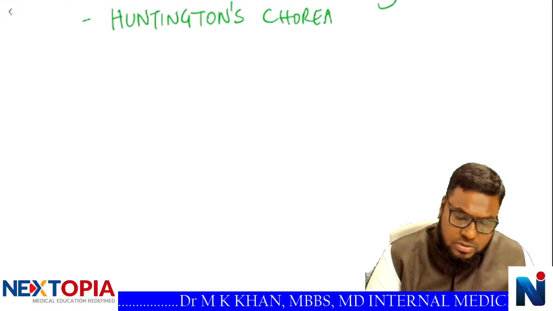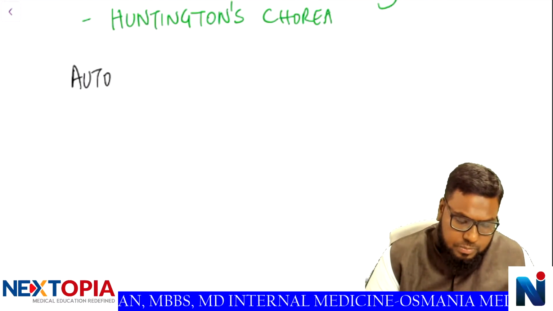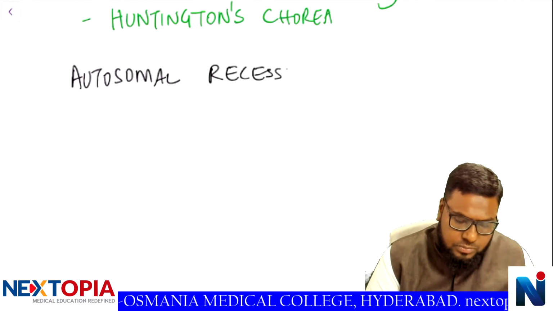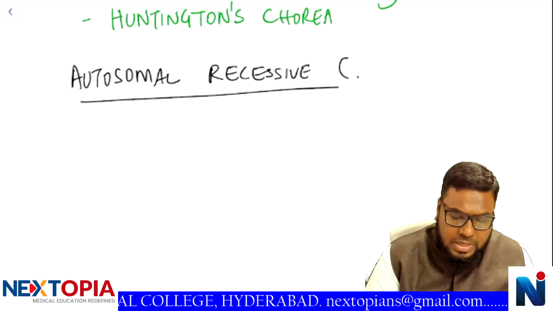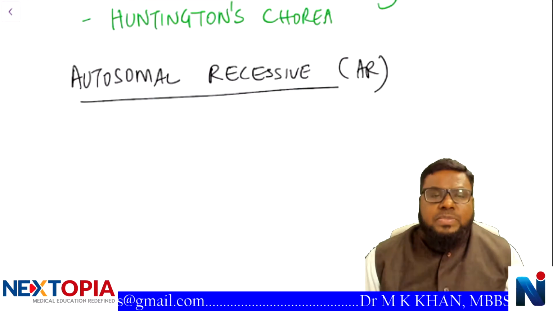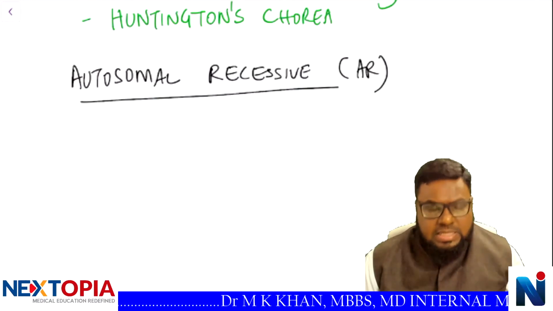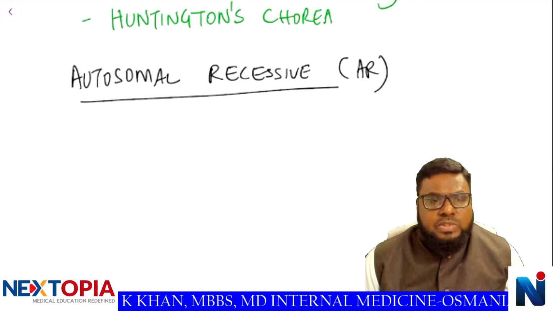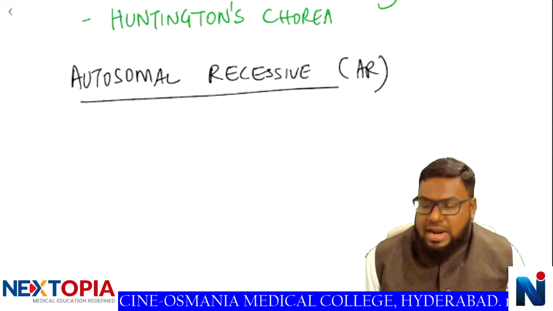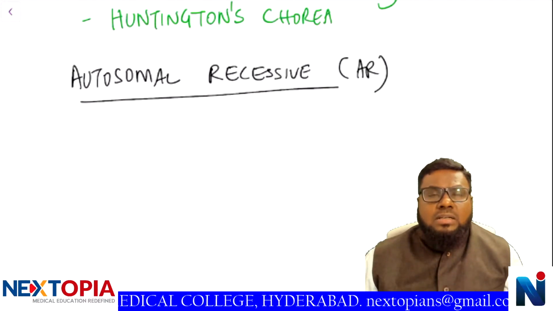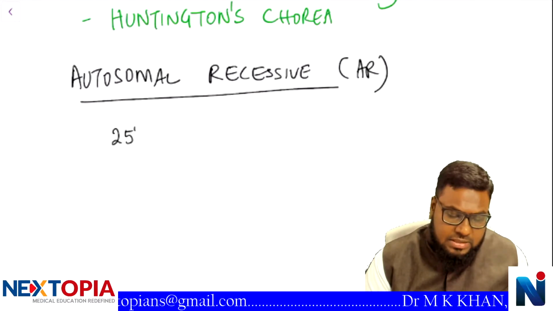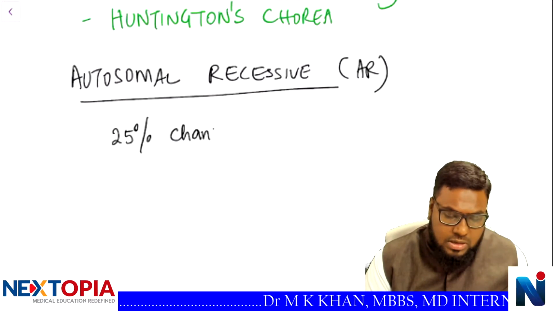Then we talk about autosomal recessive inheritance, denoted as AR. Autosomal recessive inheritance means that there is a history of consanguineous marriage in this person's parents. Parents are both blood related and both of them are carrying an abnormal gene. There is a 25% chance that this gene is affecting the offspring.